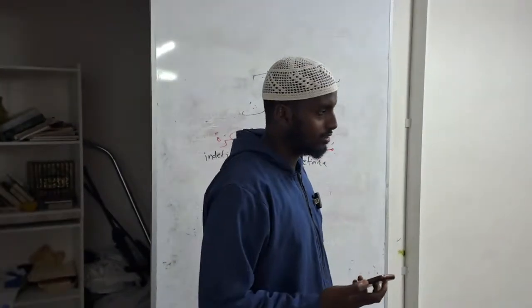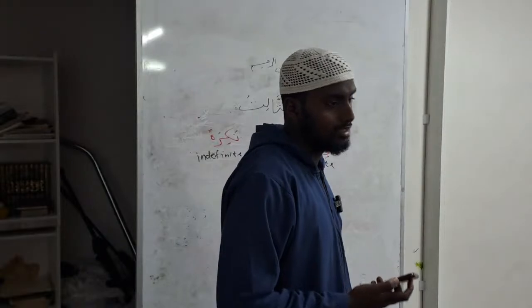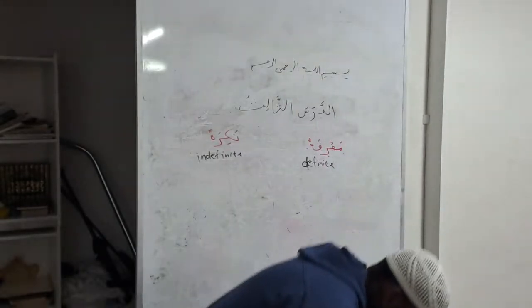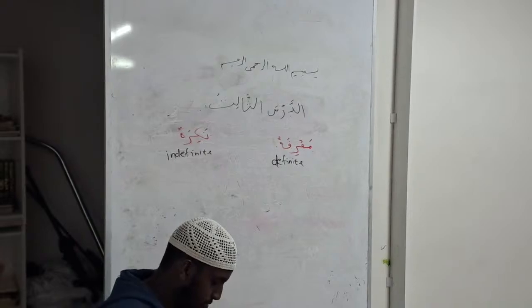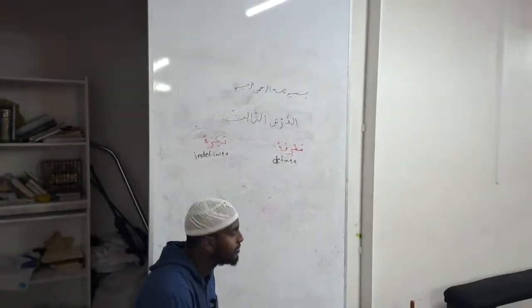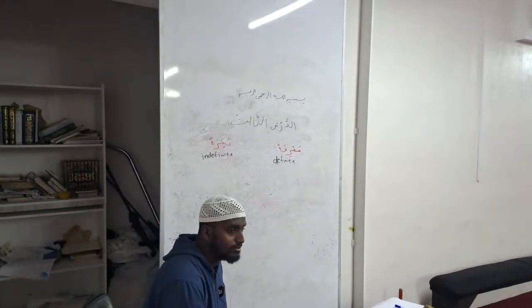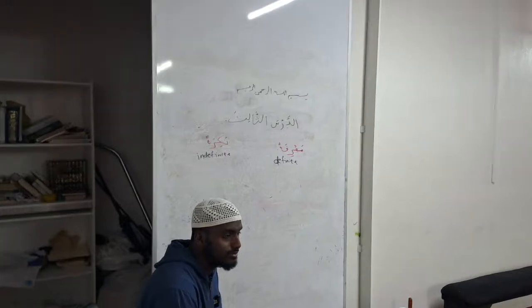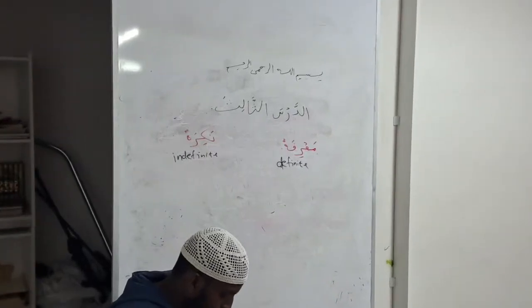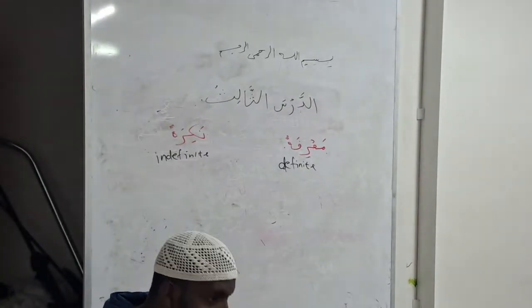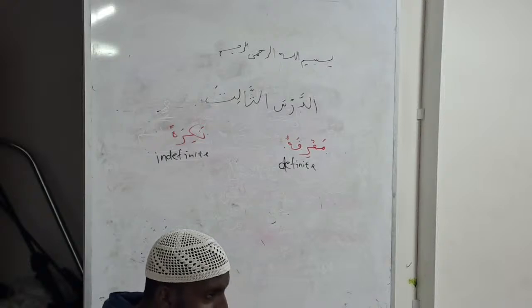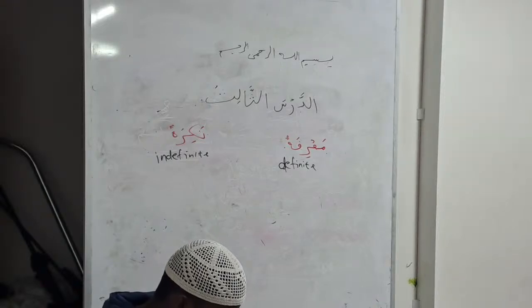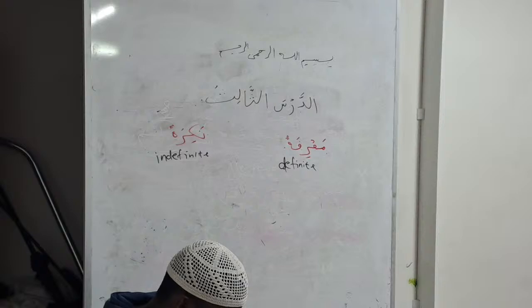القلم مكسور. The pen is broken. الباب مفتوح. The door is open. نعم. الولد جالس والمدرس واقف. The boy is sitting and the teacher is standing. نعم. الكتاب جديد والقلم قديم.